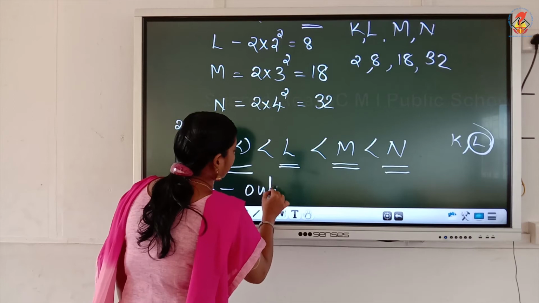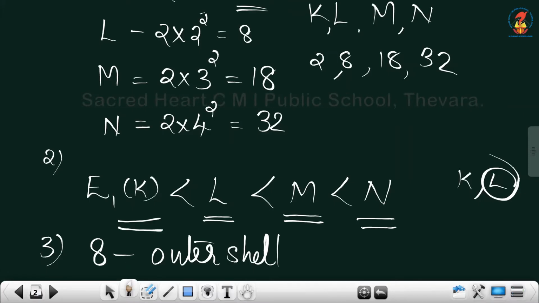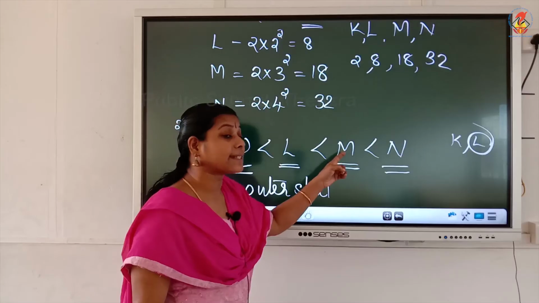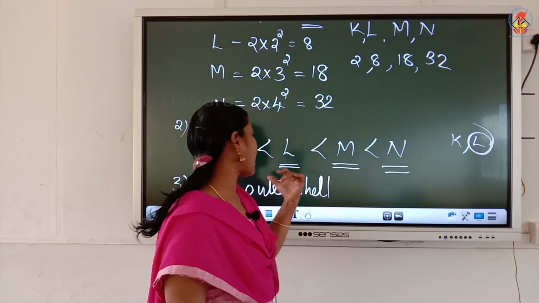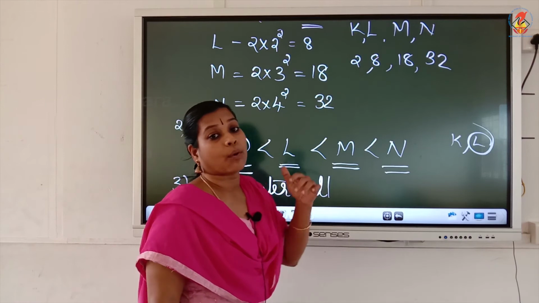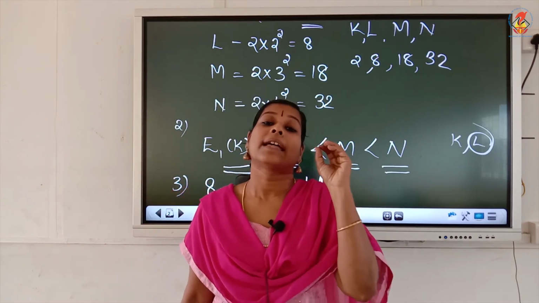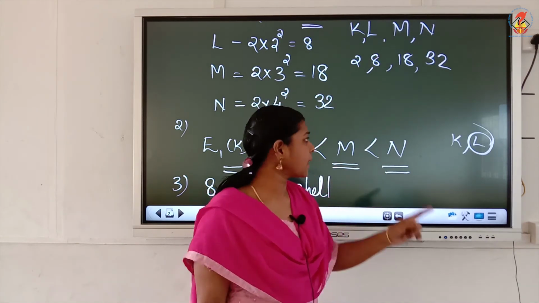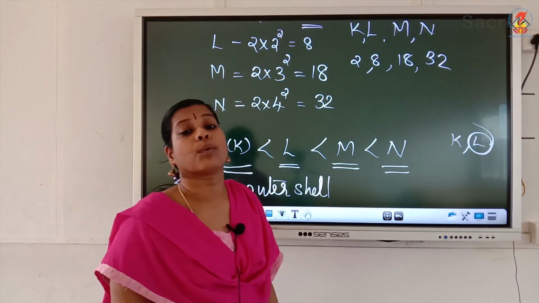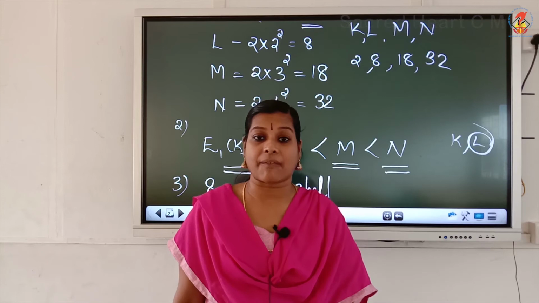If a particular shell is the outer shell, then, suppose M has maximum capacity 32, but if M is coming as the outer shell for a particular atom, then at that time it will contain only 8 electrons. If M is considered as the outer shell, then the outer electrons will be 8 only. So, based on these 3 rules, electrons are distributed in different energy levels.